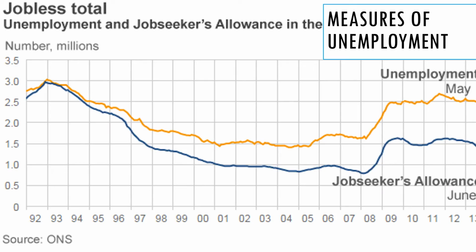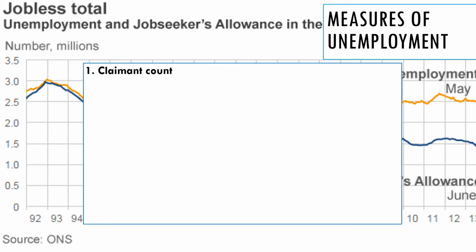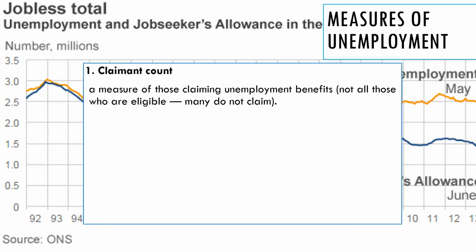So how do we measure this? How do we measure the number of people who are unemployed in the UK? Well, there are two measures that we need to know about. The first one is known as the claimant count, and that is a measure of those people claiming unemployment benefits. So if you claim unemployment benefits from the government, they have a record of the number of people doing that, and they say, right, well, these people are unemployed. But you might spot, actually, that's not necessarily always the case. You can be unemployed without claiming benefits, perhaps if you live off your partner's savings, or you have some other means to support yourself.